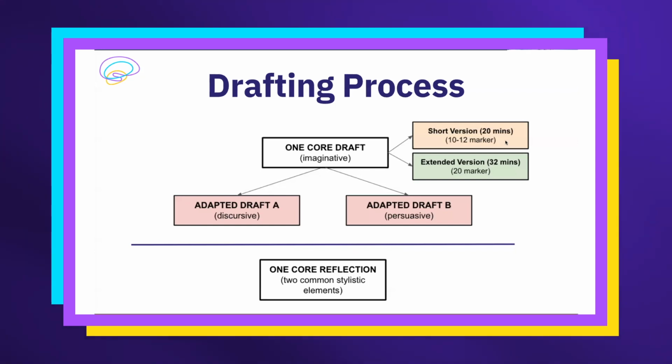You then want to have a short version of that. So you have your core piece, you have an extended one, then you find an appropriate place in the composition that you could actually cut the rest off and you could just be left with the first part. So find an appropriate point that you could actually end your composition if only asked for a 10 or 12 mark question. You then need to create 2 variations. So you need to have a discursive variation and a persuasive variation.